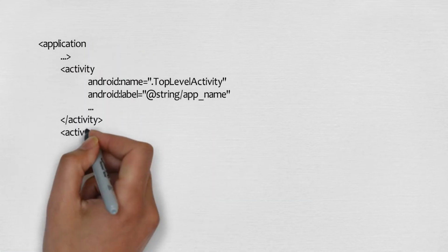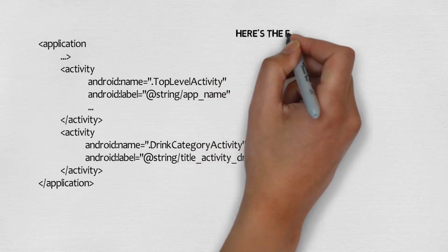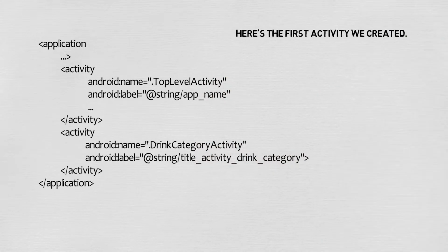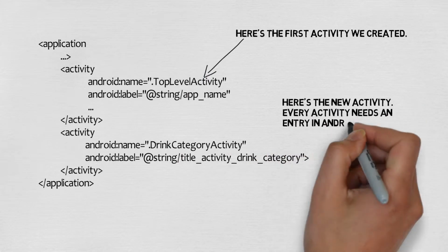Just as with normal activities, list activities need to be registered in the Android manifest.xml file. This is so they can be used within your app. When you create your activity, Android Studio does this for you.